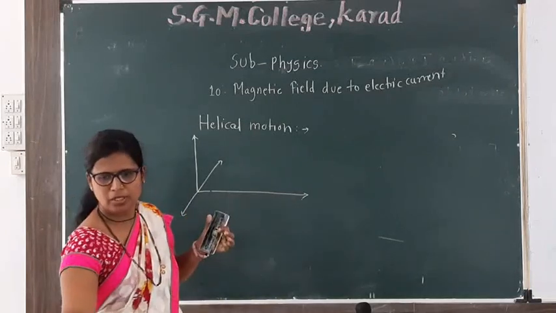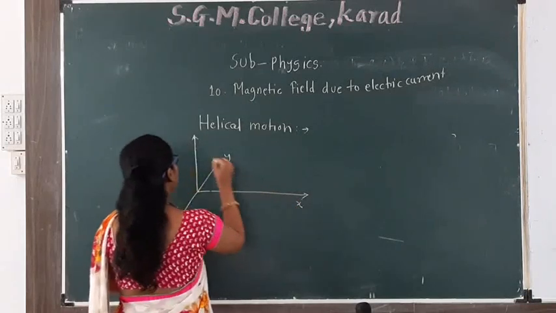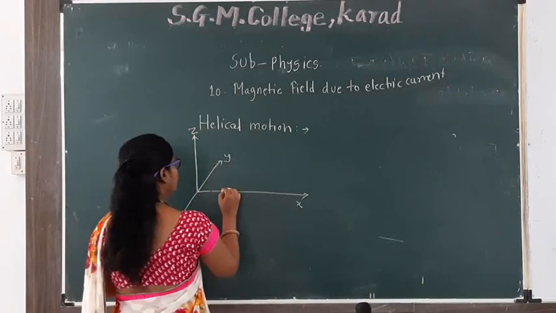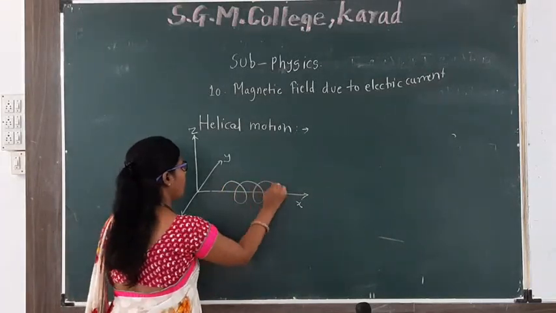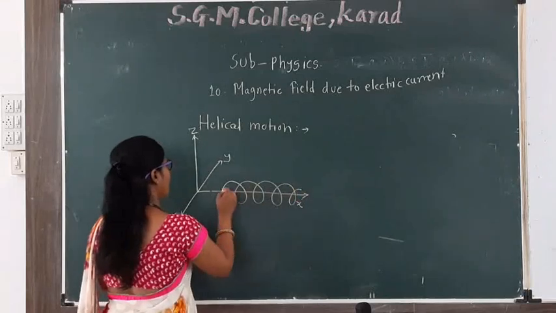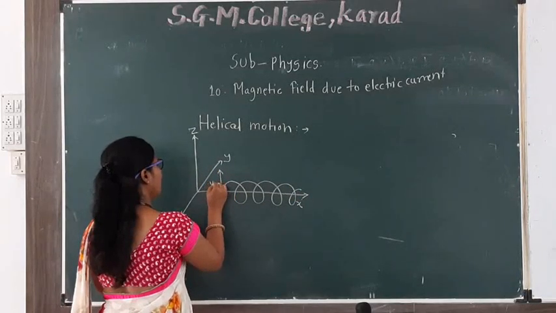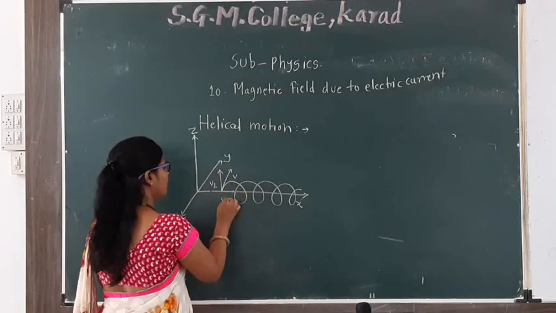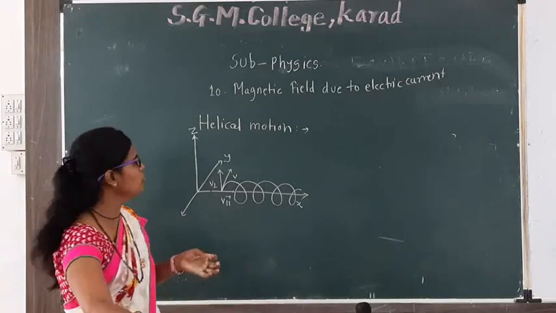Now, helical motion applying here, with axes y, x, z. That helical motion, here, V perpendicular, V, and V parallel. Now, what is meant by helical motion?